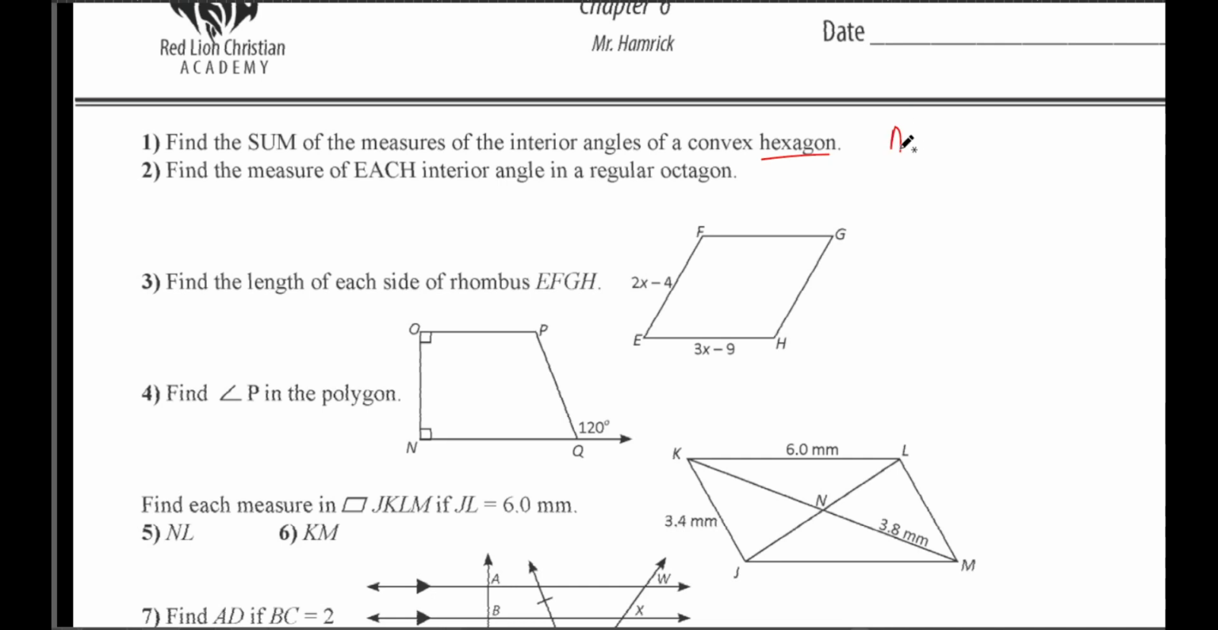You remember the formula? N minus 2, times 180.